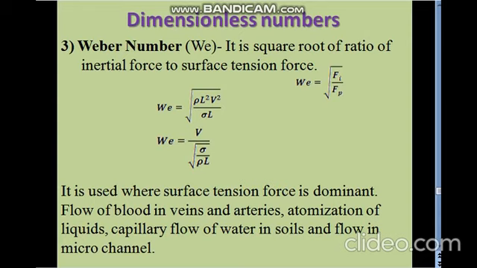This Weber number is used in phenomena where surface tension force is dominant, like the flow of blood in the veins and arteries, atomization of liquids, capillary flow of water in the soil, and flow in the microchannel. So this is about the Weber number.